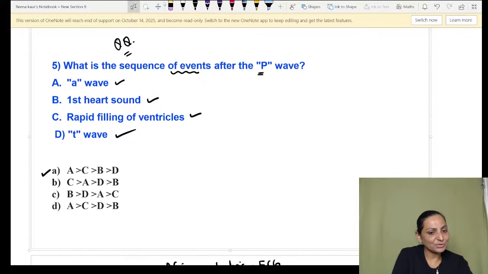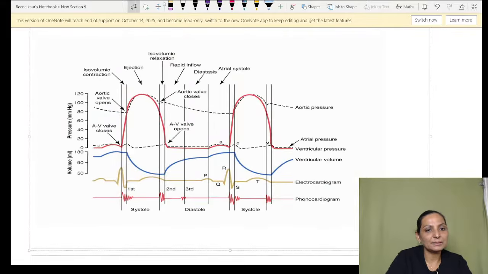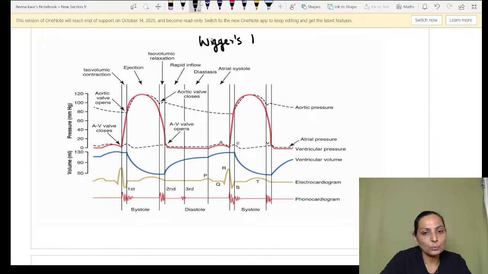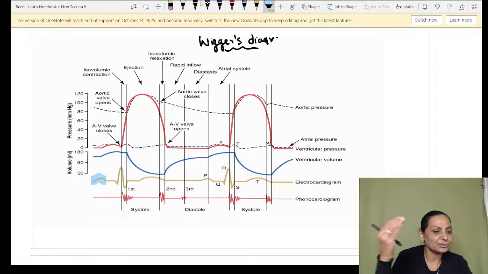Okay, अब इस सेम चीज को let us see over our Wigger's diagram. This is called your Wigger's diagram, one of the very very important image based questions. देखो, now you can see that this is the P wave on ECG. So see the P wave on ECG, that is atrial depolarization. ठीक है. Now this is going to set the atria into contraction. As the atria is going to set into contraction, the blood is going to go from the atria into the ventricles.